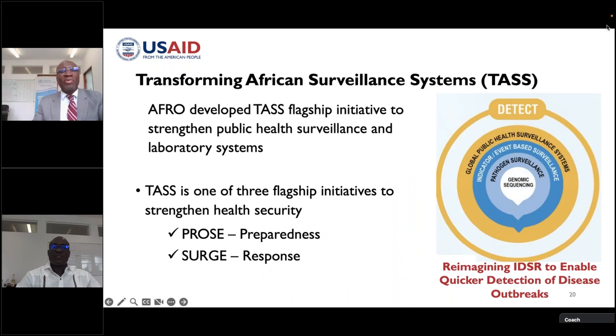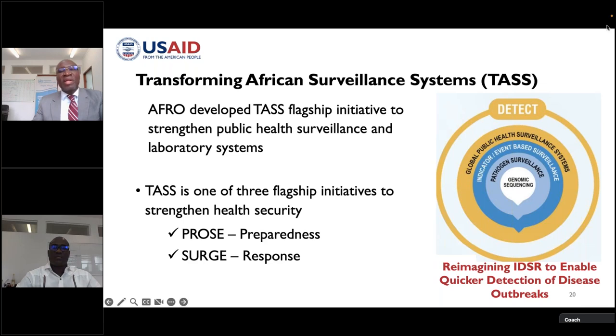So the task of transforming African surveillance systems was initiated by AFRO to address those challenges and strengthen the public health surveillance and the laboratory systems. TAS is one of the 3 flagship projects to strengthen health security. We have 2 others, looking at preparedness and surge, focusing on response. TAS has 4 pillars. The idea is to support countries to scale up IDSR implementation, particularly at sub-national levels, the data management and informatics, workforce development, and advocacy and policy dialogue.